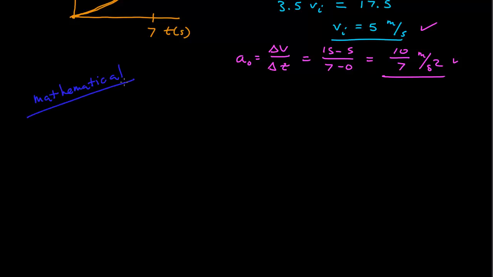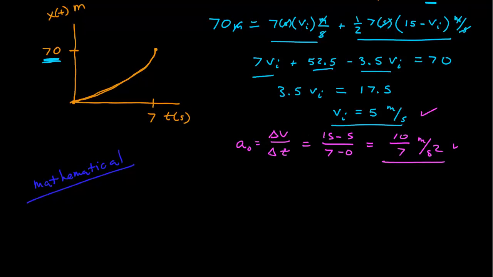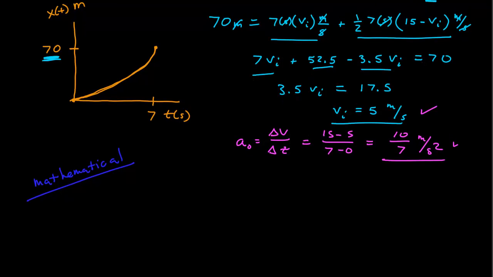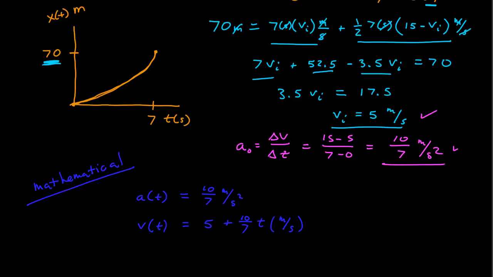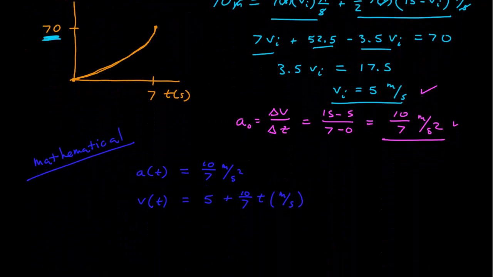Now, if I hadn't solved it yet, I might bring a mathematical representation of the problem to be kinematics equations, relate 2 points in time, do some algebra. For this one, since we already have the answer, we don't need to go through all that. I can just write down the mathematical representation of all of our quantities of interest. Our acceleration as a function of time is 10/7 meters per second squared. Our velocity as a function of time is equal to 5 plus 10/7 t, and this is in meters per second. Our mathematical description is the equation that gives us that line.